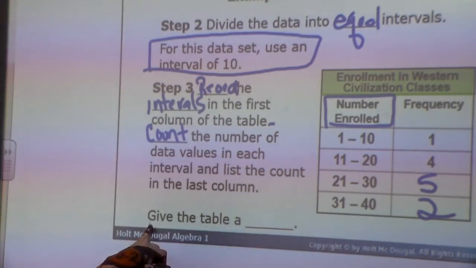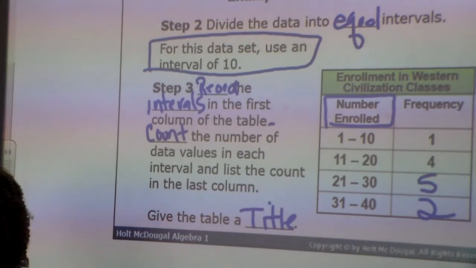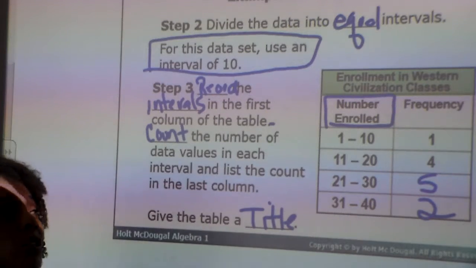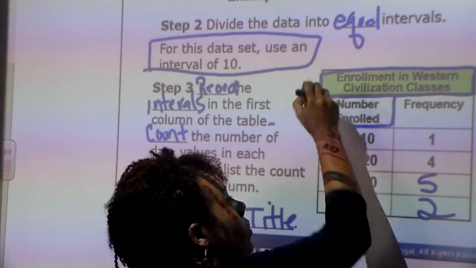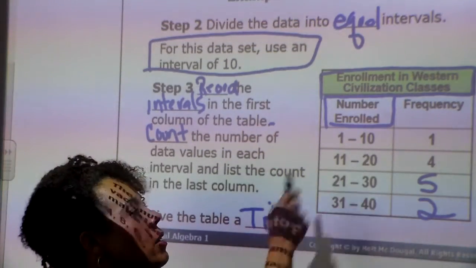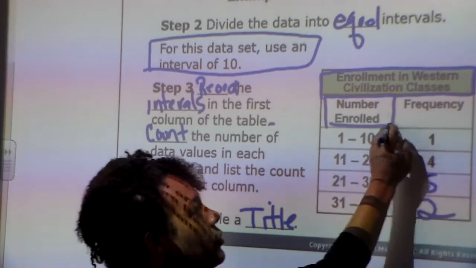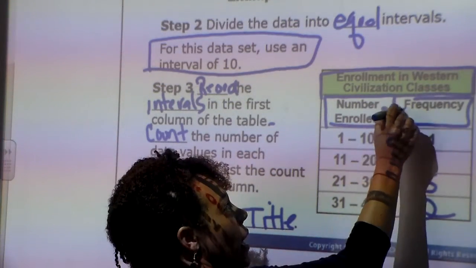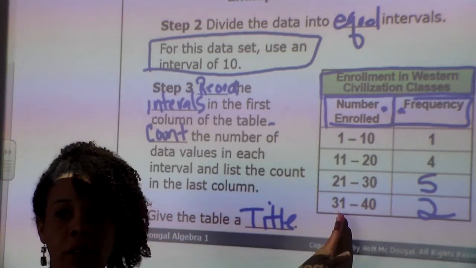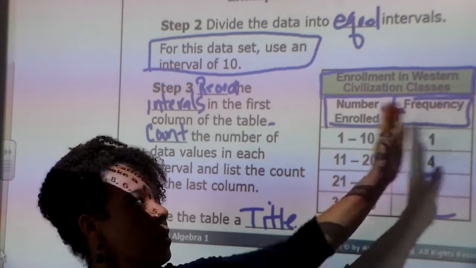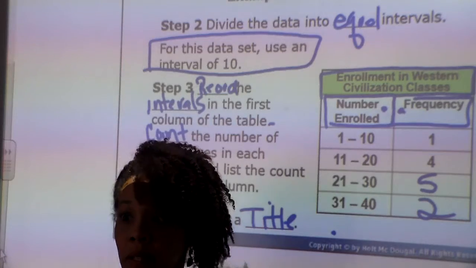Part 3 right here, give the table a title. This is very important because every table, chart, and graph should have a title. So the title is here, Enrollment in Western Civilization Classes, my intervals for the number of students enrolled here, and then the frequency. These two are my headings. So every frequency table should have the left-hand column of intervals, a title, some headings, and the number of times it occurs, which is what's called frequency.